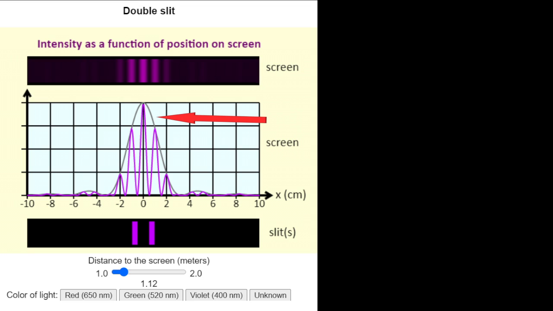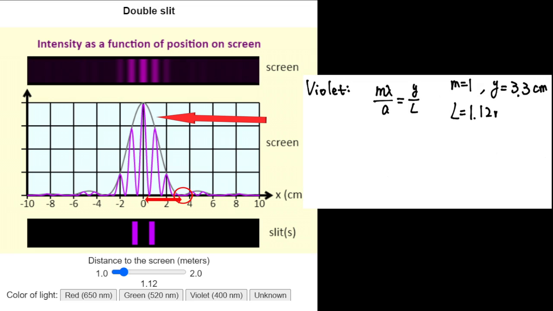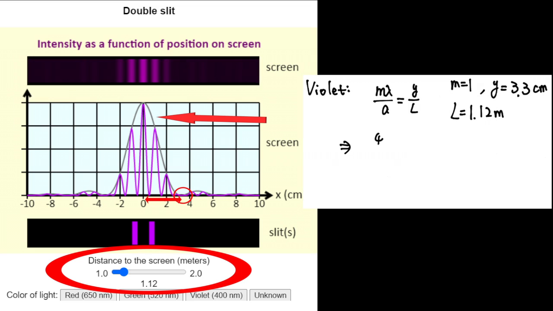Let's take the violet laser as an example. We set up the equation m lambda over a equals y over L, and we choose the first minimum. The distance from the center to the first minimum is 3.3 centimeters, and L is the distance to the screen. So we solve the equation for the slit width a.